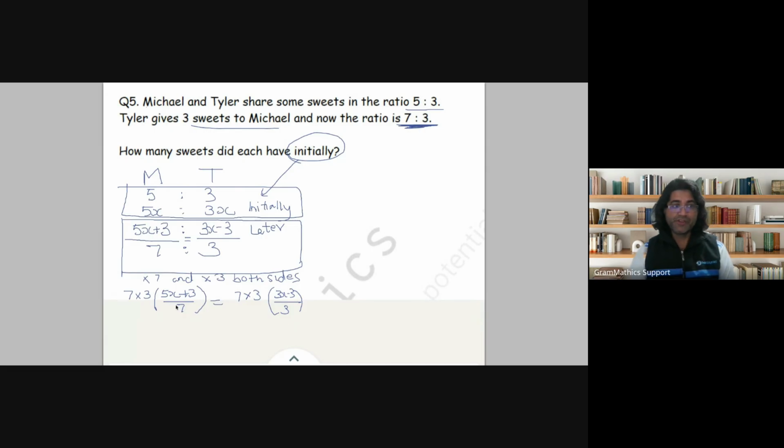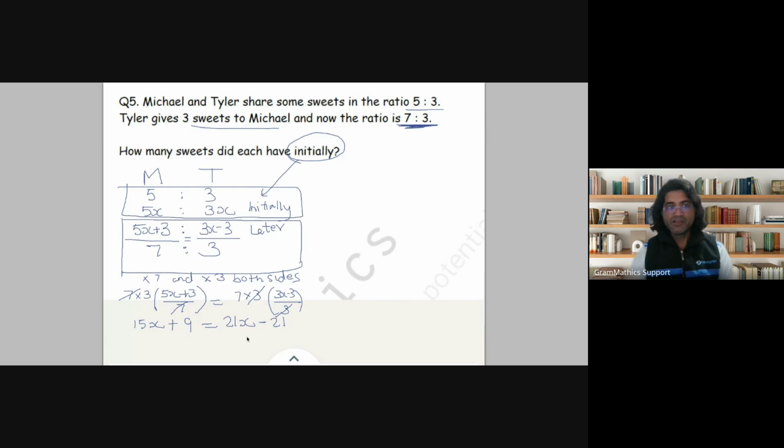Okay, good. So now you can see 7 can cancel this 7, 3 can cancel this 3. Isn't it? Yeah? And now I can simply open the bracket. So 3 times 5x will give me 15x. 3 plus 3 times 3, and in between there is a plus sign, will give me 9. 7 times 3x on this side will give me 21x. And 7 times 3 will give me 21. And there is a minus sign in between.